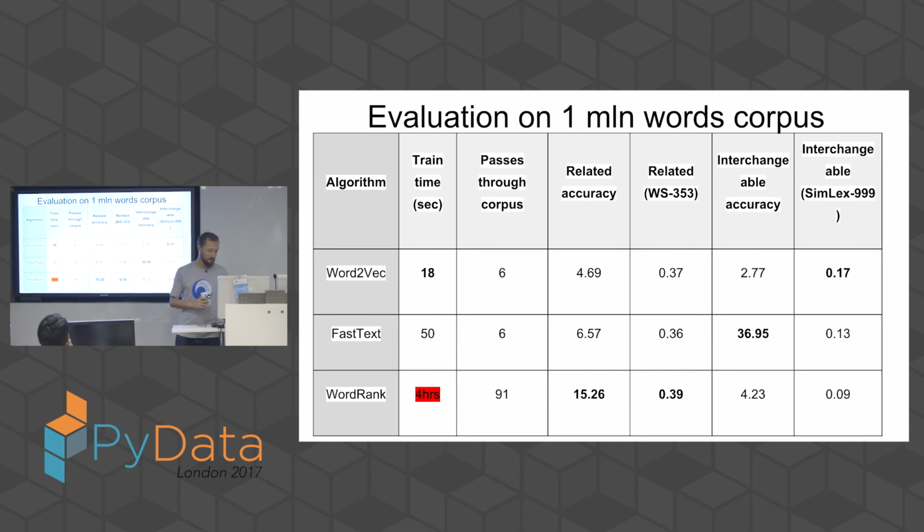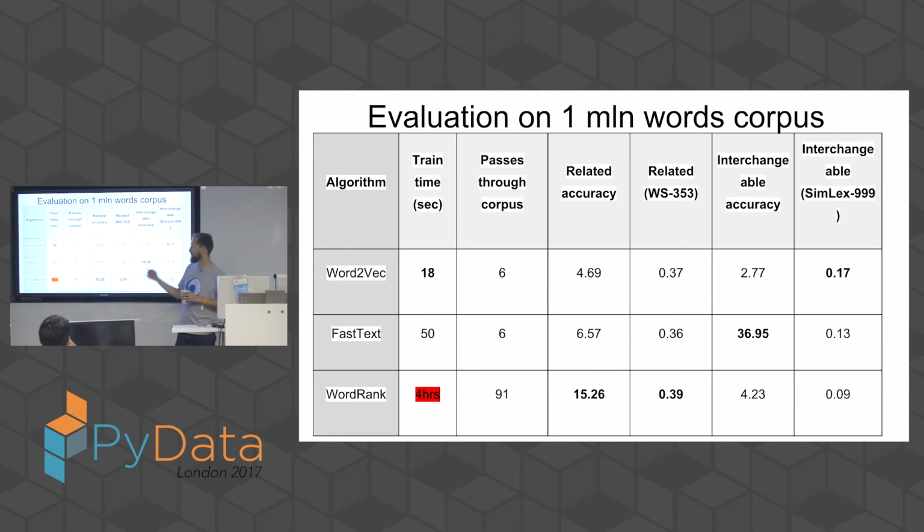Cool. So let's do some evaluations. So this is when it was trained on a 1 million word corpus. OK, I have 5 minutes to go. And on the 1 million corpus, you can see that WordRank takes 4 hours to run. It's a much harder problem when you want to predict the whole rank around just one word. And other things are just seconds, less than a minute. And it does many passes.